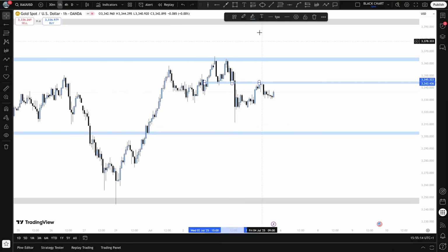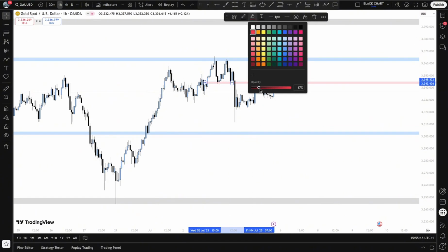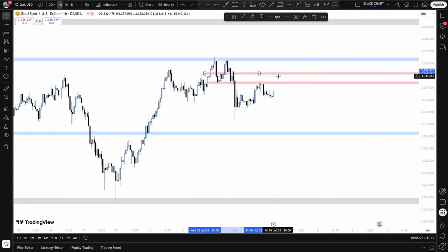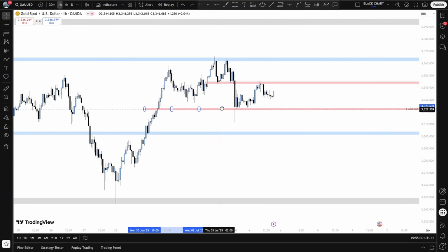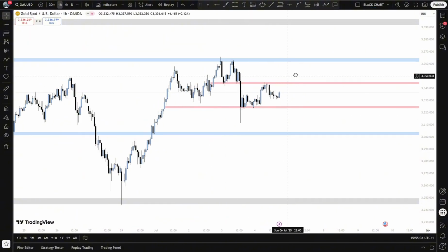So I'm going to change this key level to red, then I'm going to decrease the opacity. I'm going to leave it at 30, yeah, 30, just like that. Then I'll clone again. We also have another key level here, clean one there for that matter. So right now, as you guys can see, this is what I'm expecting from gold.